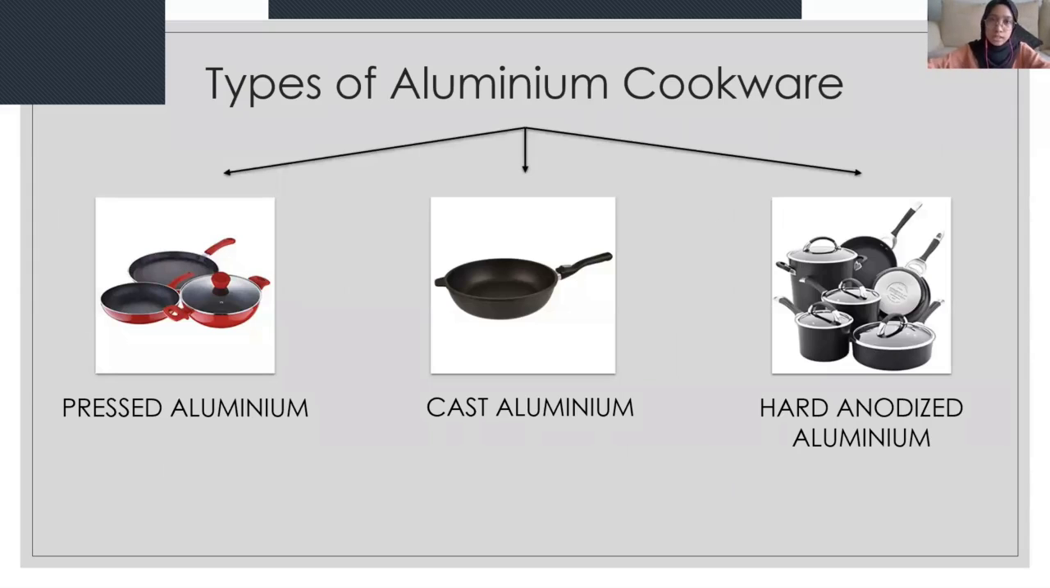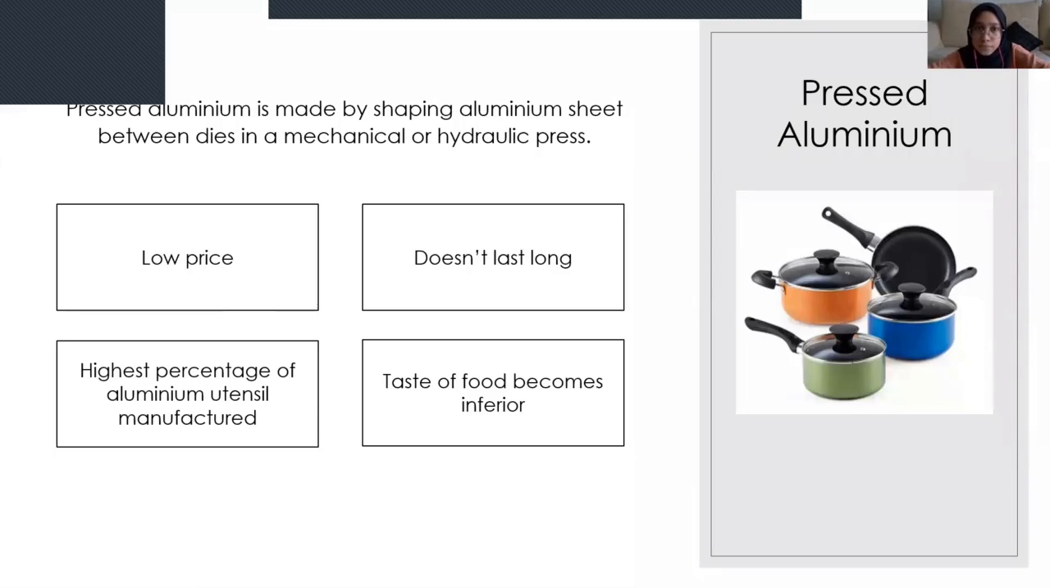Okay, so we have three types of aluminium cookware. These three types have the same function but differ in the manufacturing process, which means different processes give different quality. The first one is pressed aluminium. Pressed aluminium is made by shaping aluminium sheet between dies in a mechanical or hydraulic press. This type of cookware is the cheapest one compared to the other two.